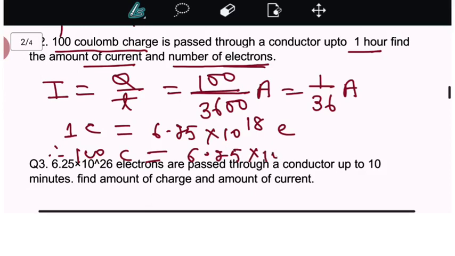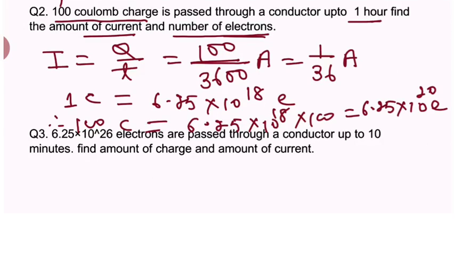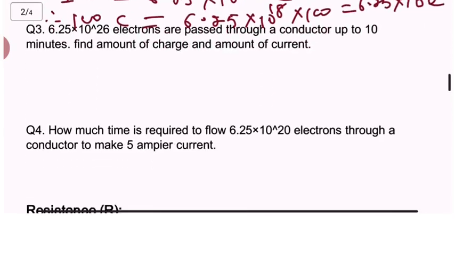6.25 into 10 to the power 18 into 100 will be equal to 6.25 into 10 to the power 20 electrons. So no problem in it. Next, you have to calculate the third question.